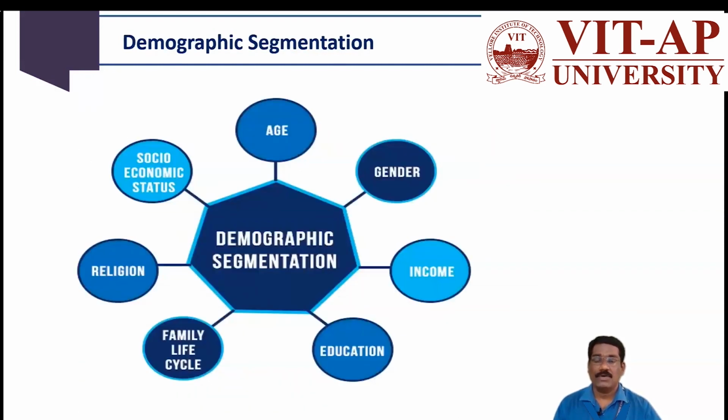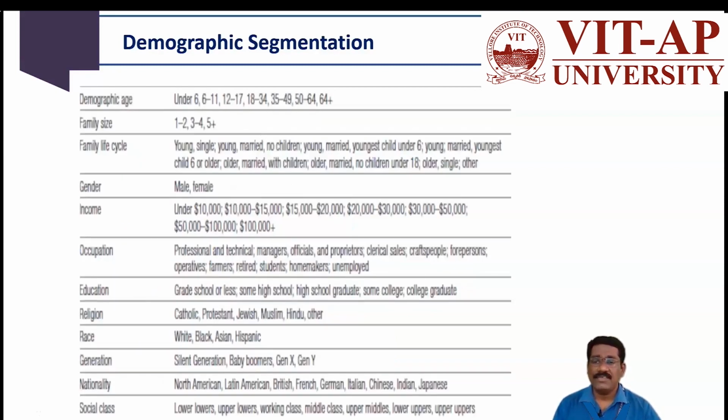Next, let's talk about demographic segmentation. In demographic segmentation, we use age, gender, income, education, family life cycle, religion, socioeconomic status, and so on. In the case of age, you have different classifications, as given here: 6 to 11, 12 to 17, 18 to 34, 35 to 49, 50 to 64, and 64 plus. Each age group will have a different product requirement.